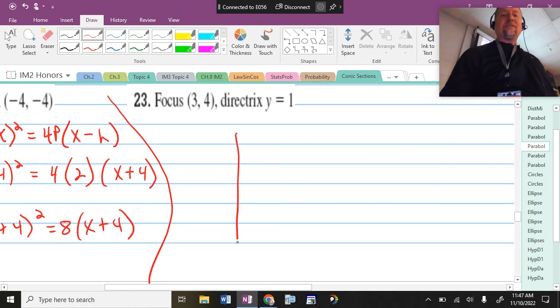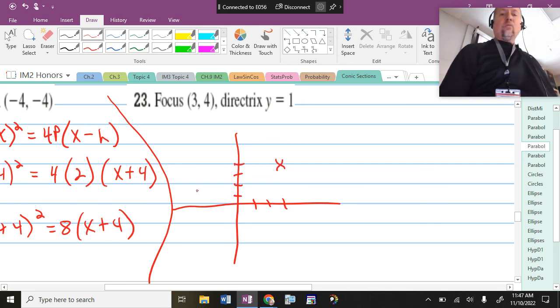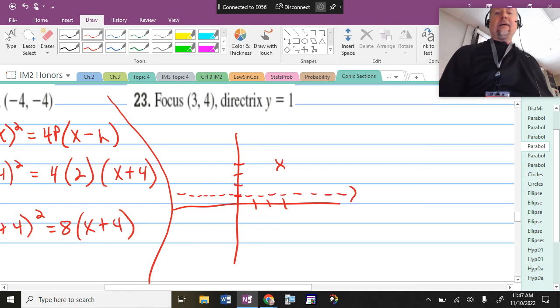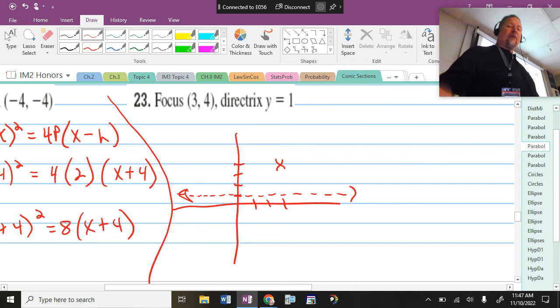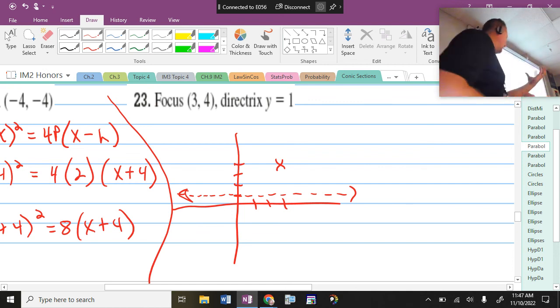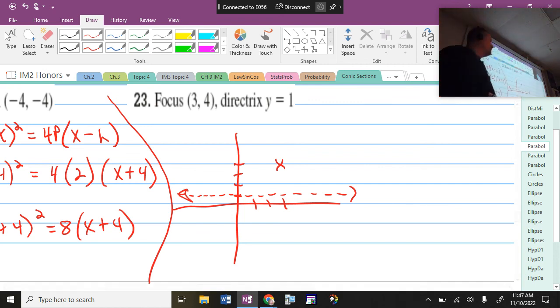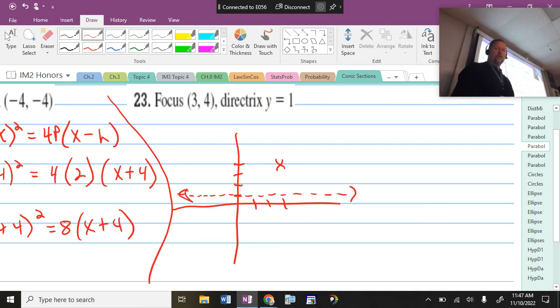Okay, so I gave you a little extra time there. (3, 4) is the focus. y equals 1, knowing that is a horizontal line. The parabola must be a bowl in between those two, facing up.